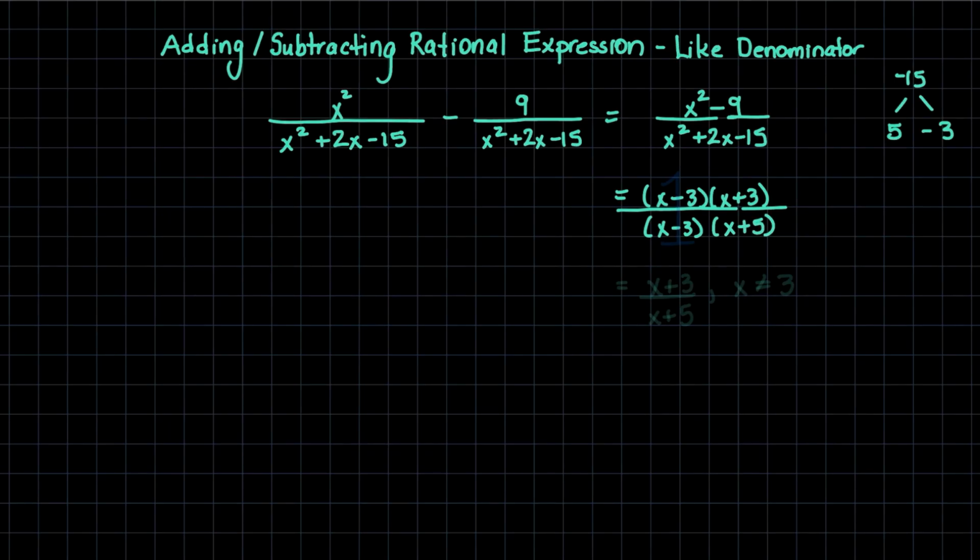x minus 3 is a factor of the top. x minus 3 is a factor of the bottom. So that simplifies to 1. So we're left with x plus 3 over x plus 5. Remembering we have to remind, because it's no longer visible, that x cannot equal positive 3, because positive 3 would have caused the denominator to equal 0.